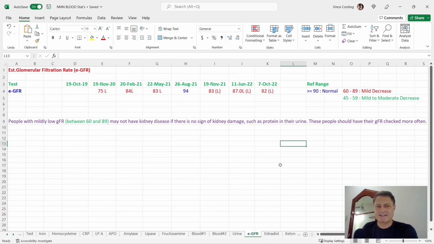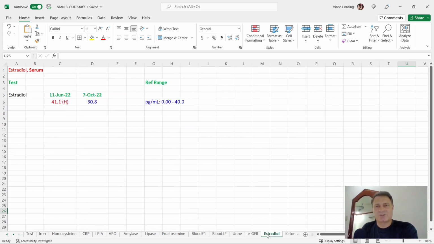EGFR, which is kidney disease, and I'm led to believe that anyone of my age will have some kind of kidney disease. I've got what they call a mild decrease. You can see, though, since I've started, apart from this 94, which I think is a bit of an outlier, it's been in the 84 to 82 range, went down to 75, which is good, but nothing to be concerned about as far as I'm aware. Again, I'll talk to my doctor about my EGFR.